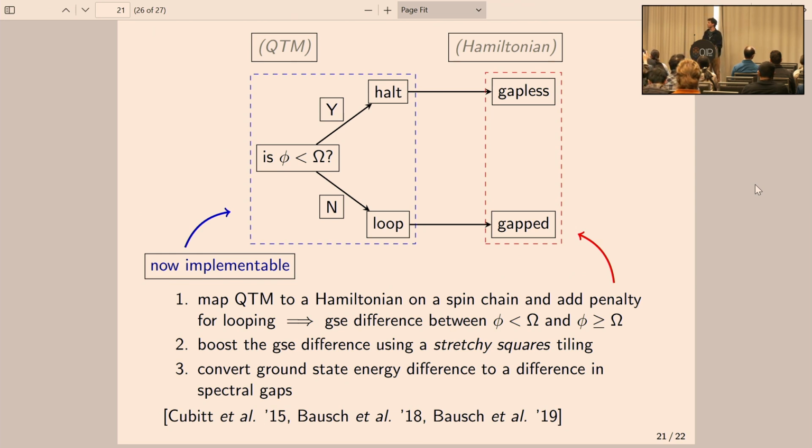And as for how you actually map this to a gapped or a gapless Hamiltonian, fortunately the ideas for this are present in this sequence of undecidability works. Just in brief, first off, you map the QTM to a Hamiltonian on a spin chain and add a penalty for looping, which opens up a nice ground state energy difference between the two cases. But unfortunately, this ground state energy difference vanishes in the thermodynamic limit. So we have to boost it, which we can do using something called a stretchy squares tiling. And then finally, you can convert this boosted difference to a difference in spectral gaps, which gives you your gapped and gapless result.